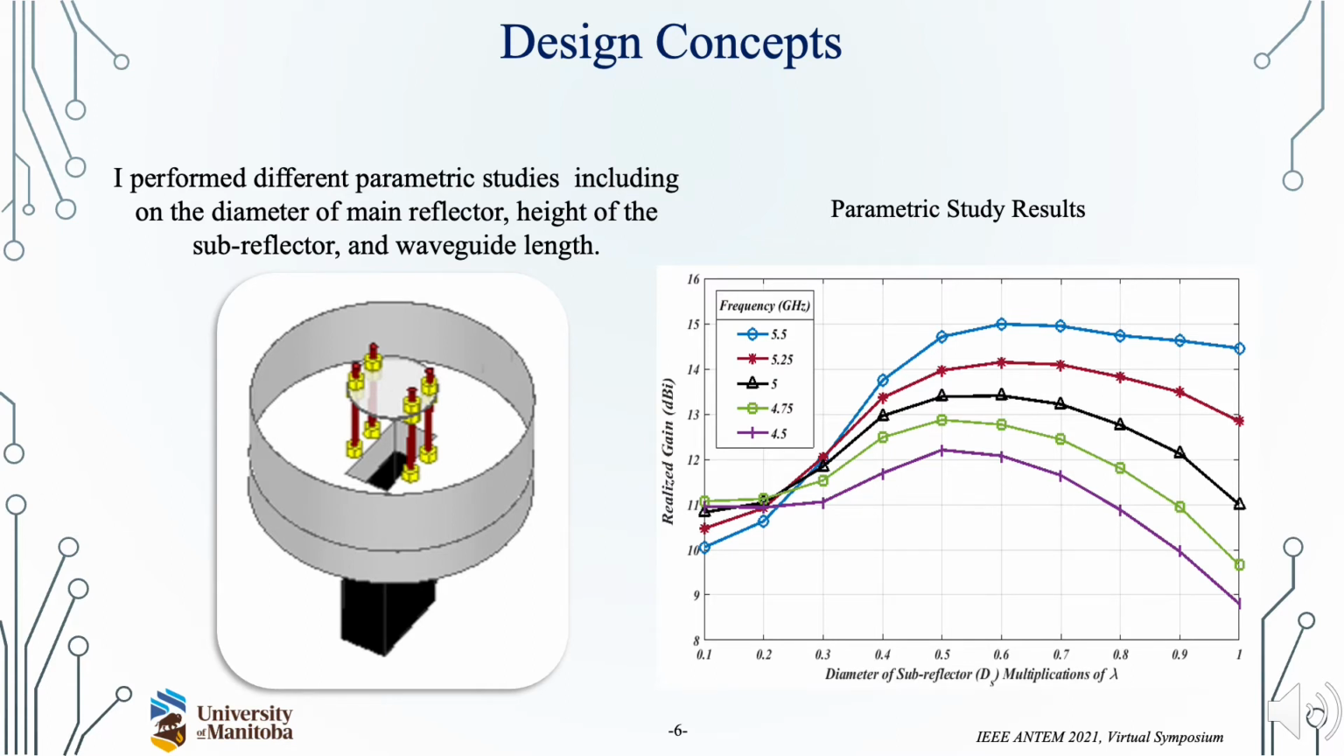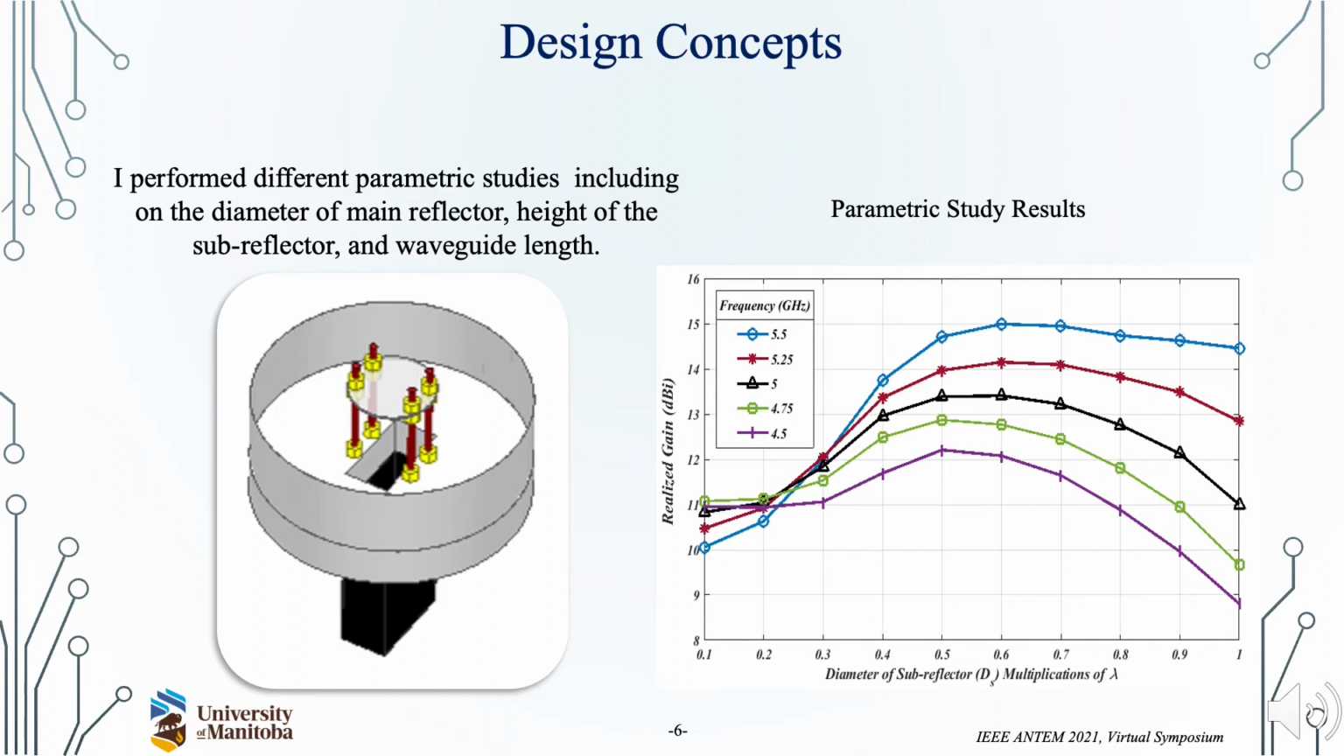In this slide, what you see is the results of one of the parametric studies. In this study, I altered the diameter of the subreflector to see its effect on the antenna realized gain at different frequencies. This figure shows that changing the diameter of the subreflector or operational frequency result in a change in the antenna realized gain. As you can see, for the subreflector diameters greater than 0.3 times lambda, the realized gain of all frequencies starts to increase, and the increase has a steep slope.